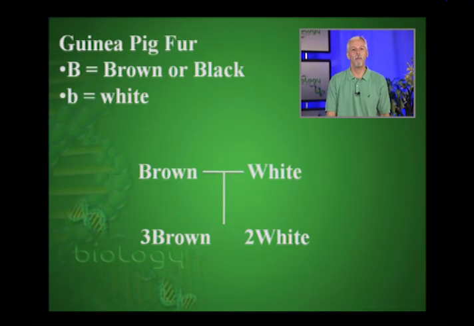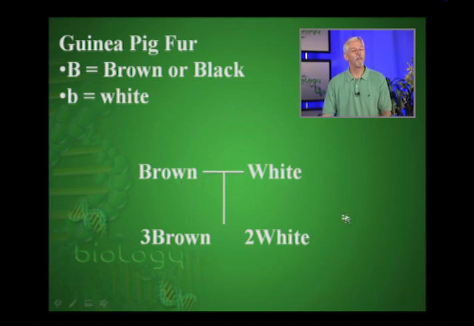Now, also while I'm here, I want to go ahead and show you a couple of other problems. These are actually from the study guide questions, but let's go ahead and do a couple of these as well, just to reinforce some of the concepts we've learned. So let's look at guinea pig fur. In guinea pig fur, brown or black is dominant to white. So let's say we have a family of guinea pigs. We have 2 white offspring, 3 brown offspring, born to a brown parent and a white parent.